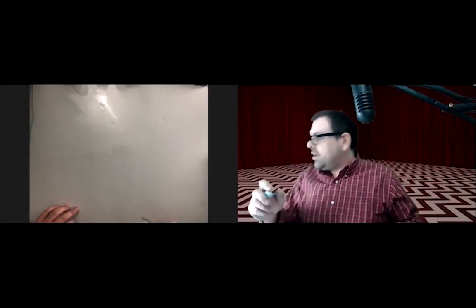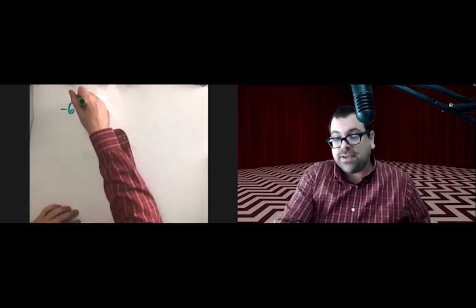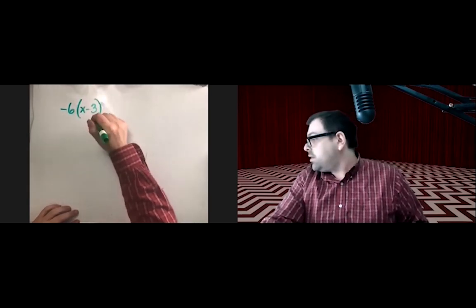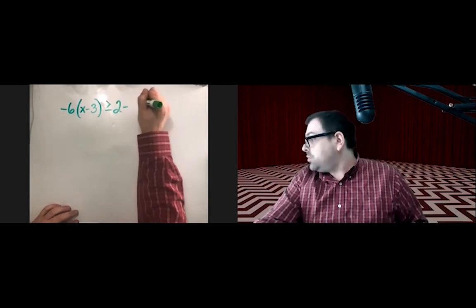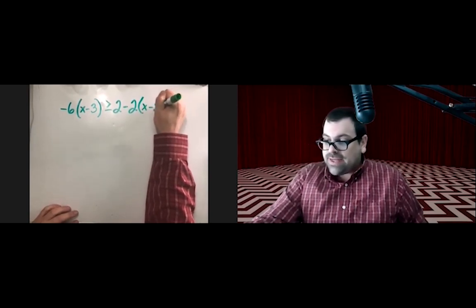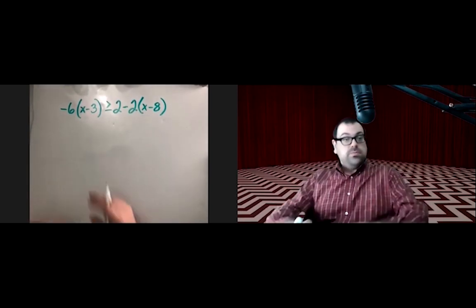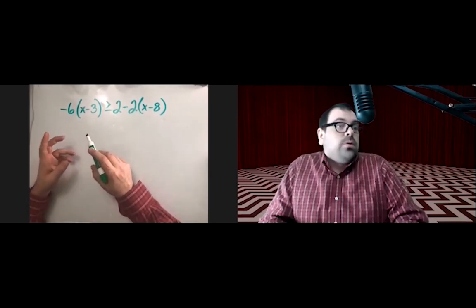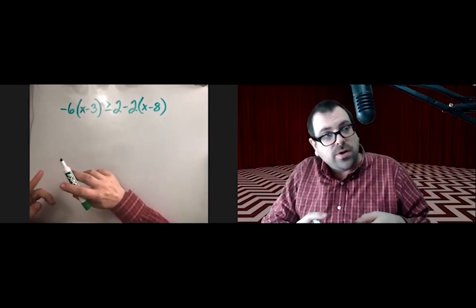Let's complicate the inequality a bit. Let's take a look at negative 6 times the quantity x minus 3 is greater than or equal to 2 minus 2 times the quantity x minus 8. So again, we are going to treat it like it said equals unless we come to a step where we are multiplying by a negative or dividing by a negative, in which case the inequality sign flips.